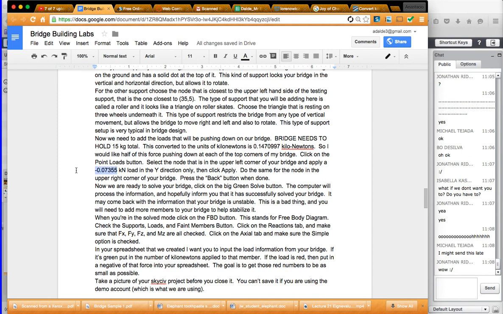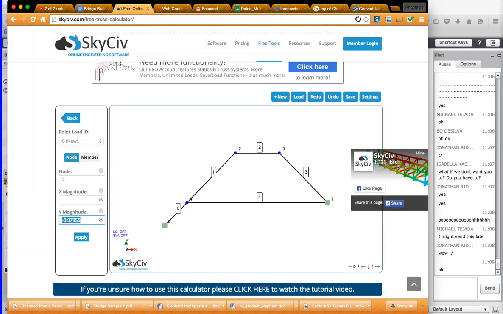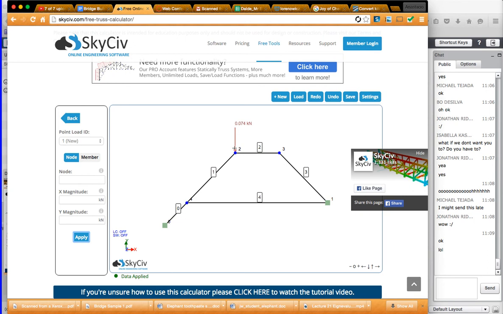You need to put down with that. By the way, it wants you to put a 0 first, 0.07355, because, I don't know, the computer doesn't like a number if you don't have a 0 over there. And the reason why I have it going in the negative direction is because I want the force to be pushing down. Does that make sense to you?